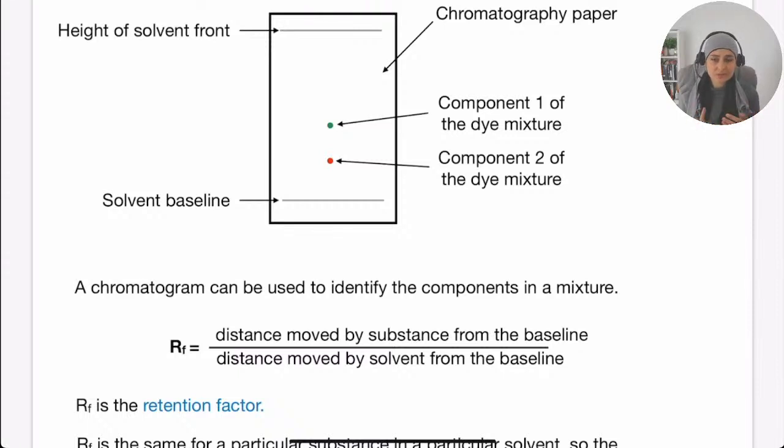And then why do we need it? Well, essentially, if you compare the RF value for a certain solvent with the data booklet values, you'll be able to guess which substance, which dye you probably had. So the RF value would be specific for a dye in that solvent. Of course, different dyes might have similar RF values, but that's a whole different story.